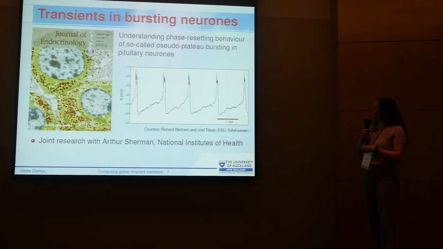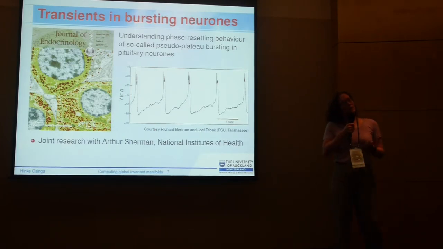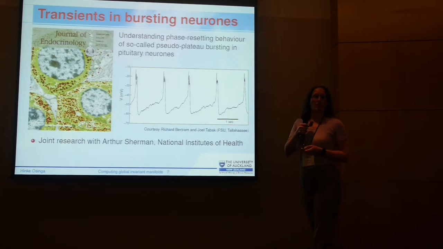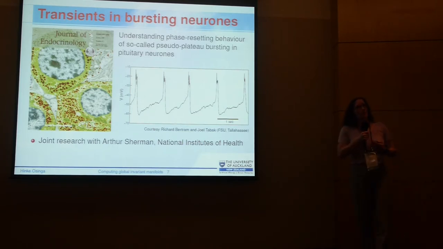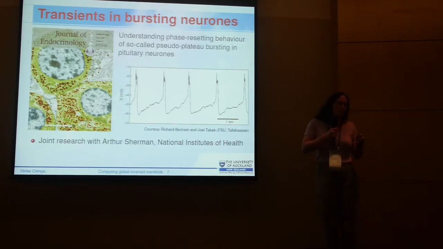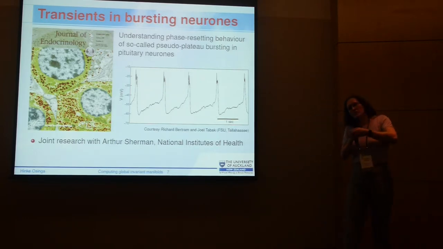And so I got into this via Arthur Sherman, who is the director of the Math Biology Institute at the National Institutes of Health. And he essentially discovered this particular bursting pattern. And so it turns out that these somatotroph cells burst differently from other pituitary cells. And so he's really interested in how can you distinguish these types of cells from an experimental setting from the cells that you would pick in the brain otherwise? So you have a slice, and how do you know which kind of cell do you have?